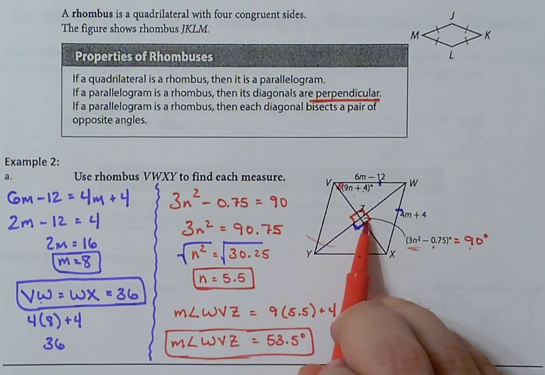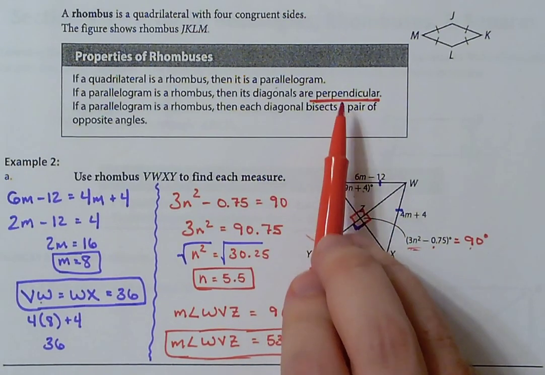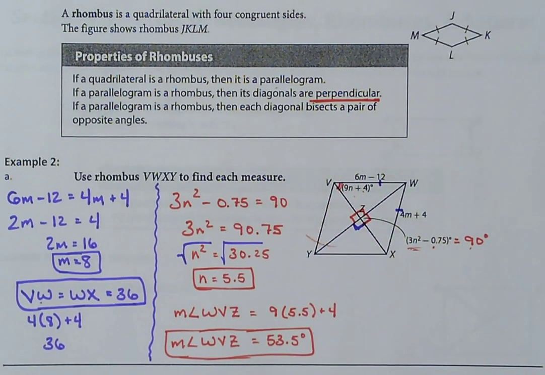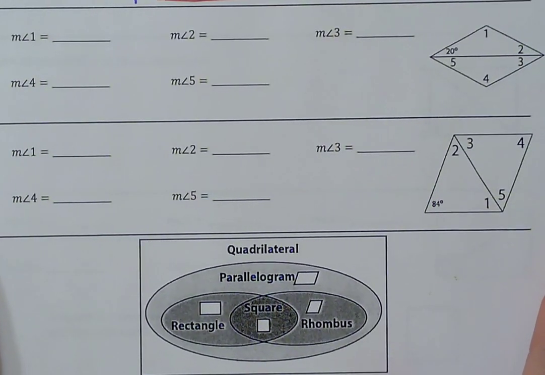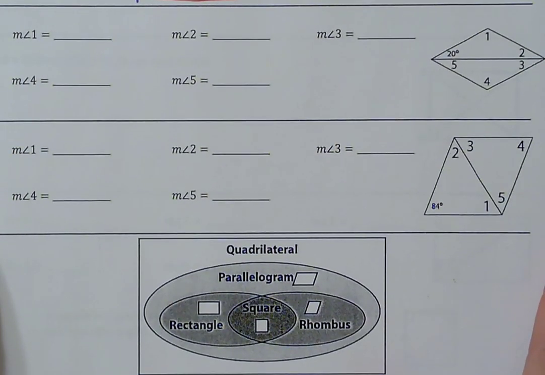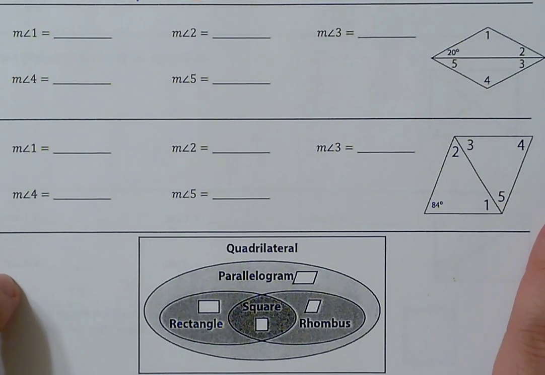And again, I know that this angle measure here for the 3n squared minus 0.75 is 90 degrees because diagonals are perpendicular. Alright, so with that said, there's just two last parts to talk about, and then we'll wrap up our notes for today. So parts B and C are going to have us go through and use diagrams and then properties of rhombuses, to go through and figure out what all these angle measures are.